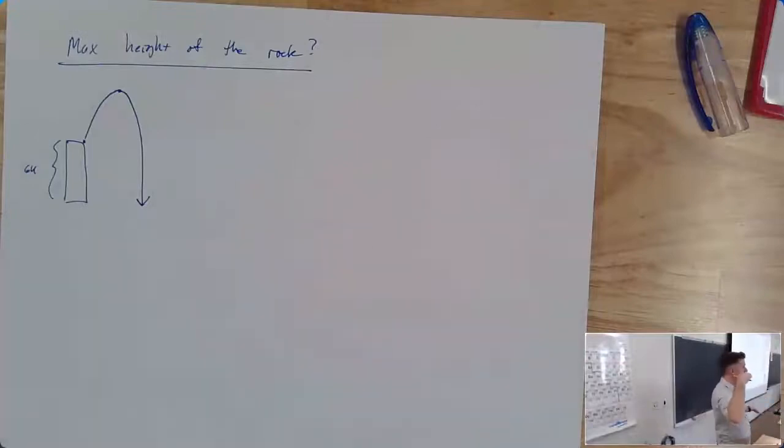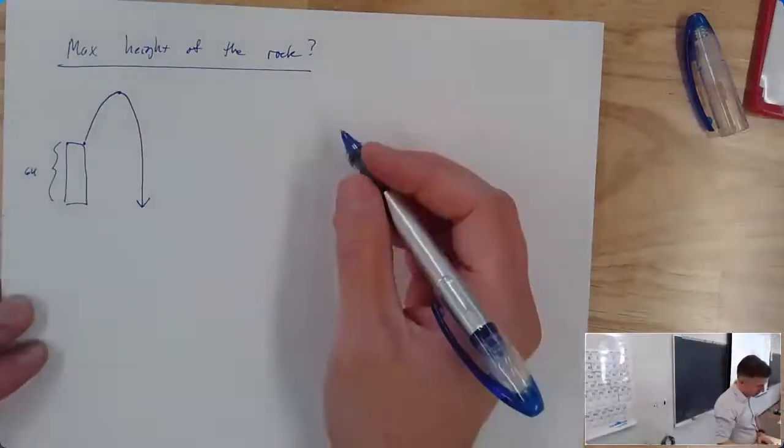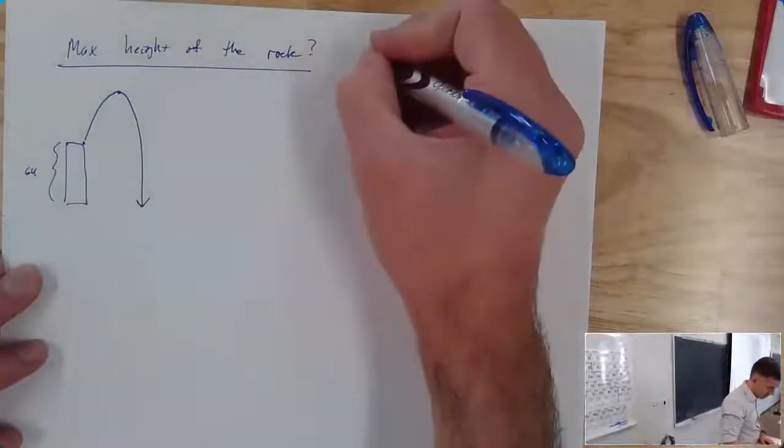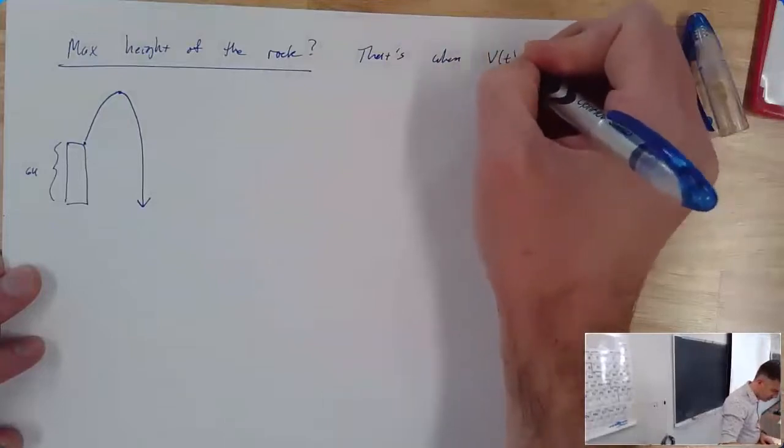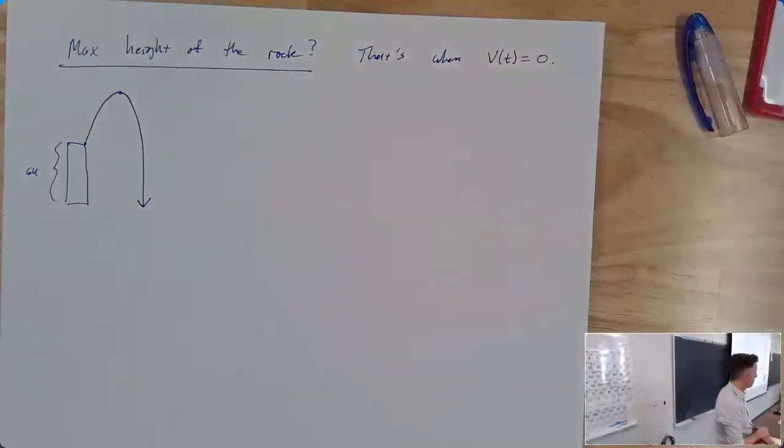So as we go up, we would say our velocity is positive because the position is increasing. Whereas if the rock's going downward, the velocity is negative. So when you switch from going up with a positive velocity to going down with a negative velocity, we pass through the point where the velocity had to have been zero. So the maximum height of the rock is going to be found when the velocity is equal to zero.